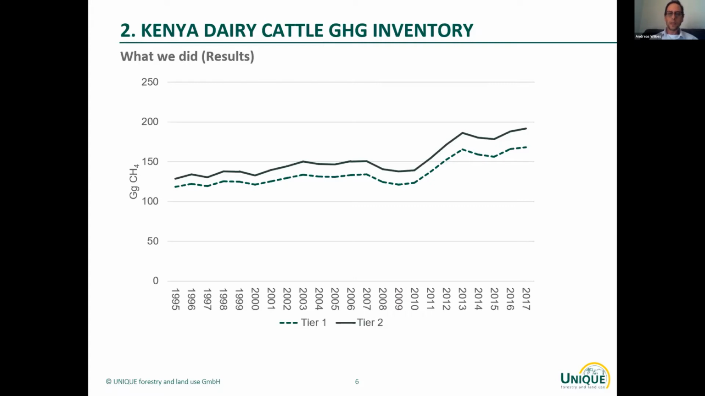This shows the result for enteric fermentation, and it shows that the Tier 2 approach is slightly higher than the Tier 1 approach. The trend is basically the same, but you can also notice that in the last 10 years or so, the trends of Tier 1 and Tier 2 are beginning to diverge. So this shows the advantage of the Tier 2 approach in capturing change in productivity in the sector.